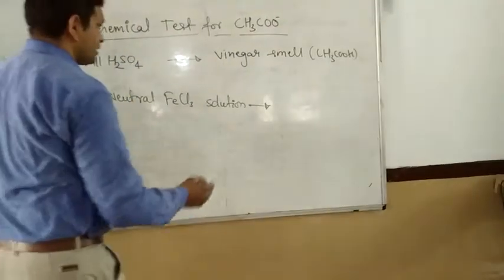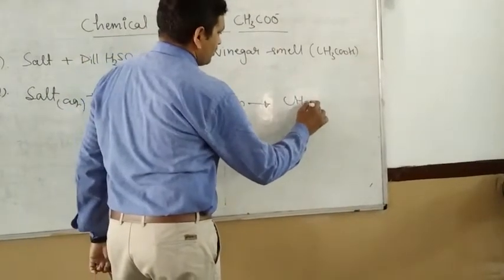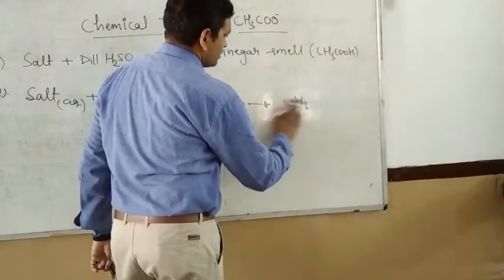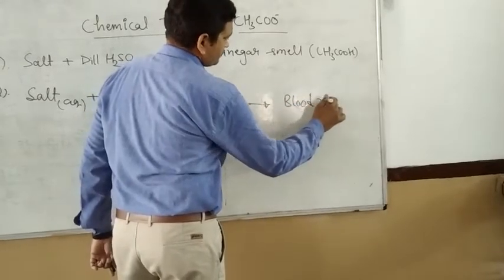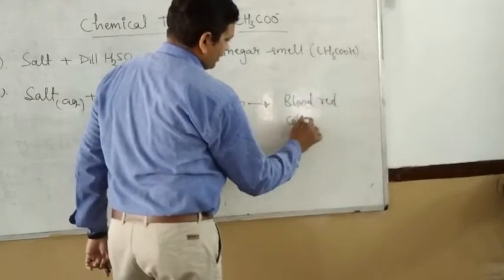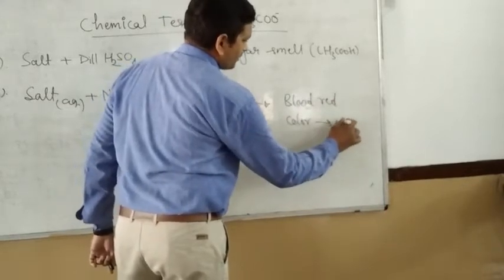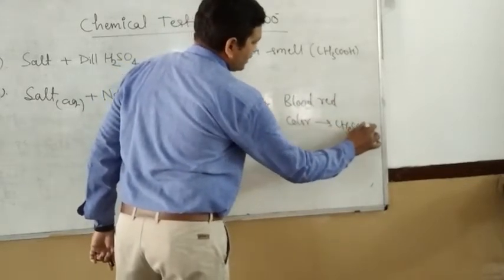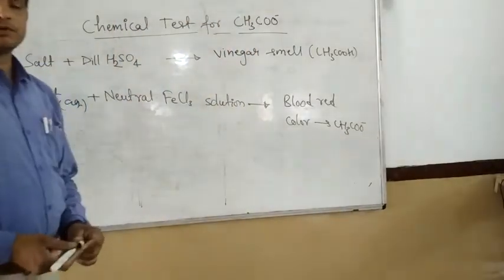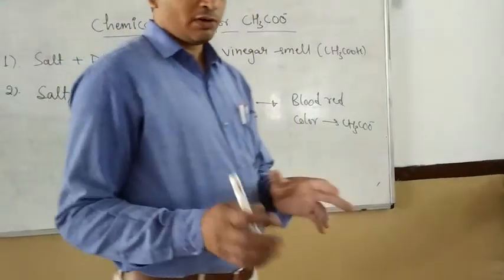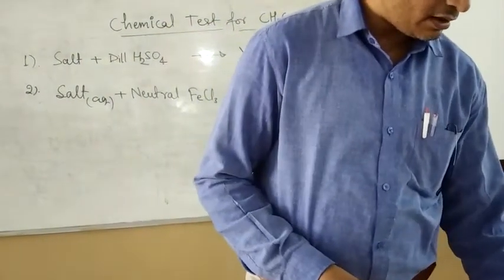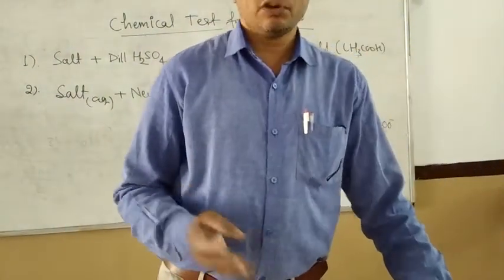So this is the confirmatory test. If you observe the blood red color, it confirms the presence of acetate ion. Okay, so this is the experiment, how you will identify the anion, acetate ion.